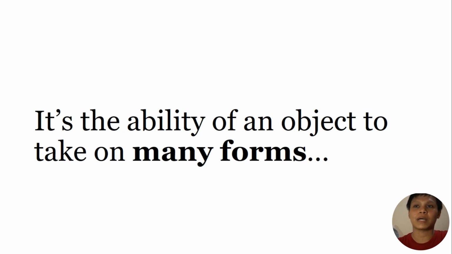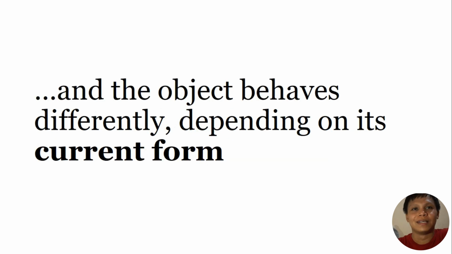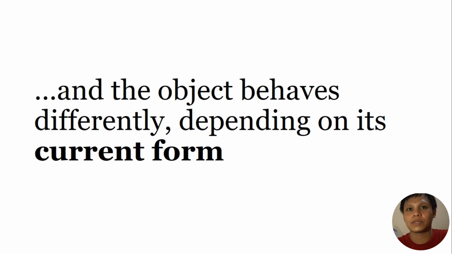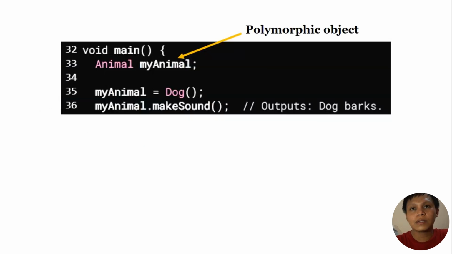But there's a catch. The object that has the ability to polymorph, or take on many forms, also behaves differently depending on its current form. So, in order to understand this concept, this definition to be specific, let's have a sample code right here.